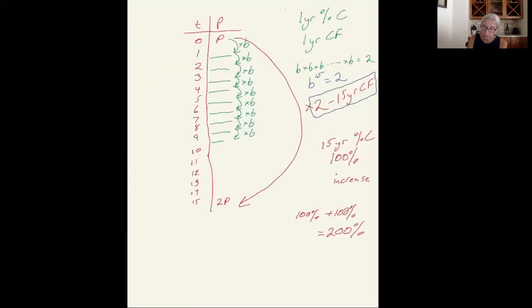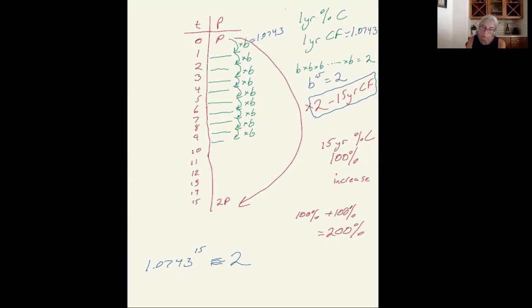That means that all of these little b values here are equal to 1.0743. If I take 1.0743, multiplied 15 factors of that, I would get approximately 2. So my 1-year change factor is 1.0743.